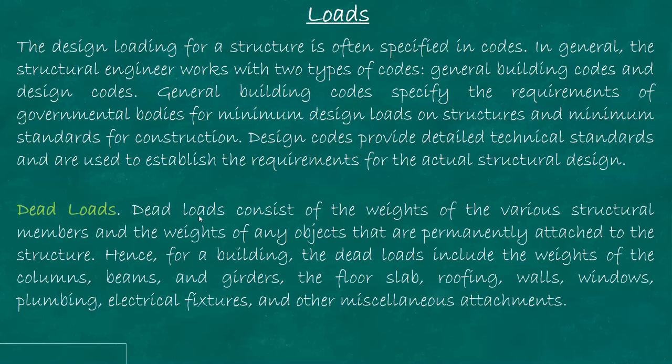Classes of loads: dead load. Dead loads consist of the weights of the various structural members and the weights of any objects that are permanently attached to the structure. Hence, for a building, the dead loads include the weights of the columns, beams, and girders, and floor slab, roofing, walls, windows, plumbing, electrical fixtures, and other miscellaneous attachments. Dead load is permanently attached.